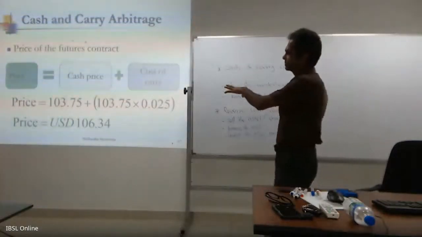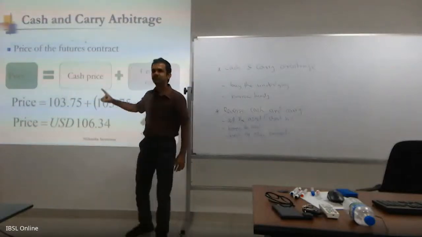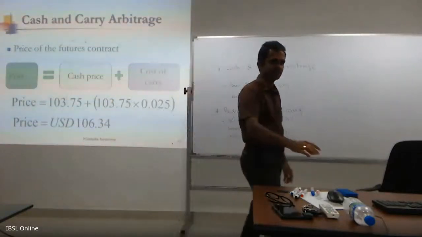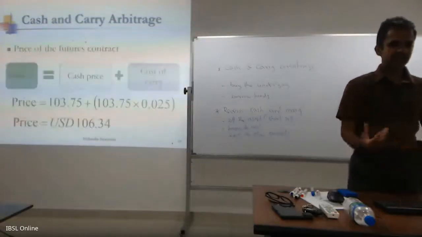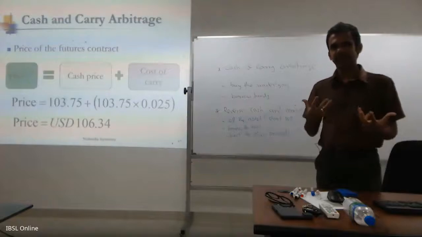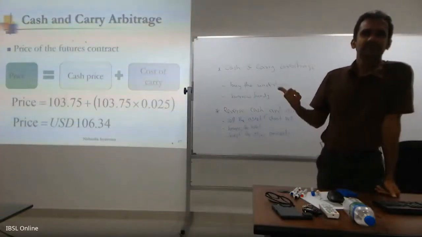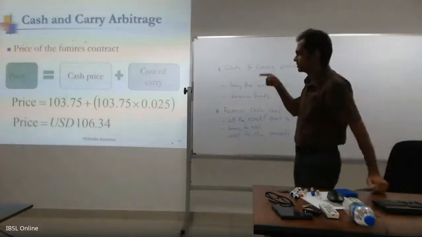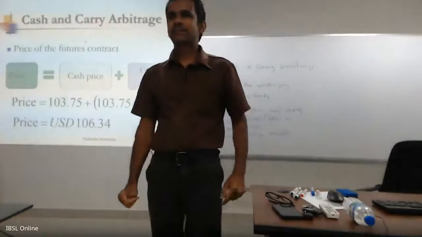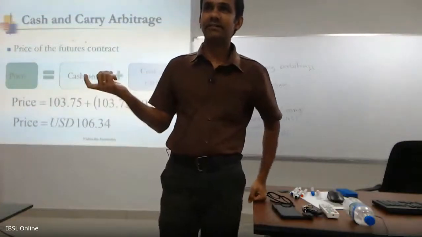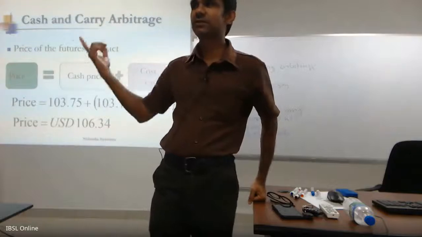So the futures theoretical price is 106.34, but the market price is 109.30. So there's a $3 difference. What is our price? Futures contract for the month is 109.34. Theoretical price is 106.34. That means futures is overpriced.